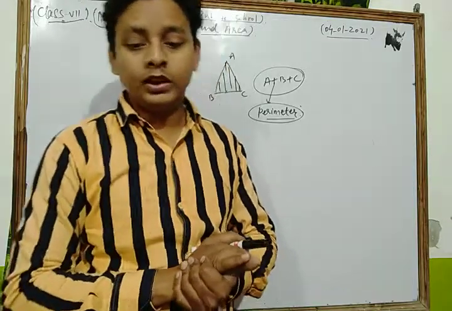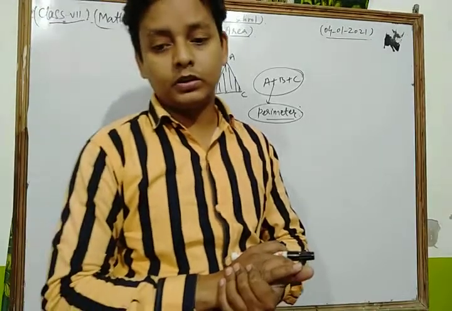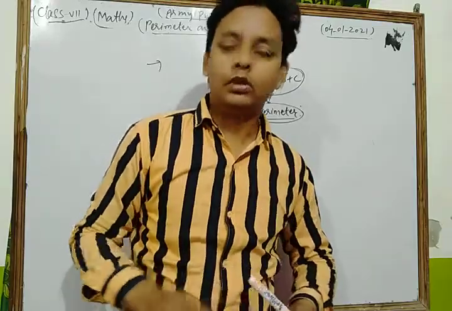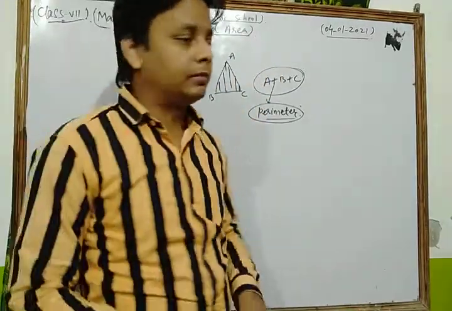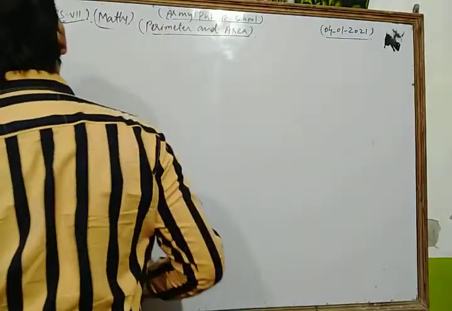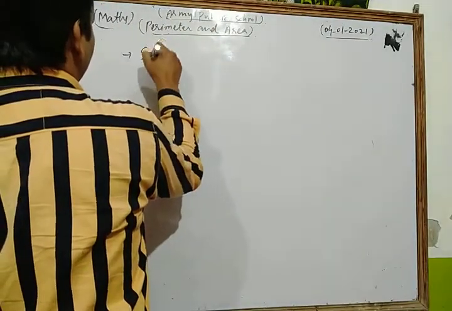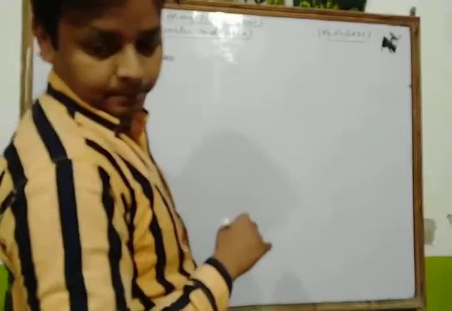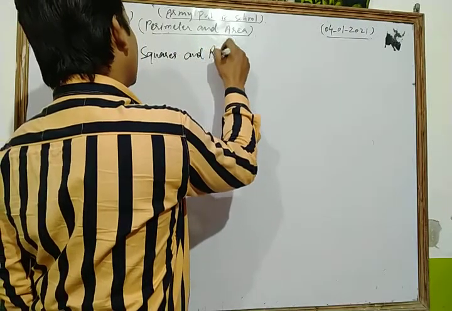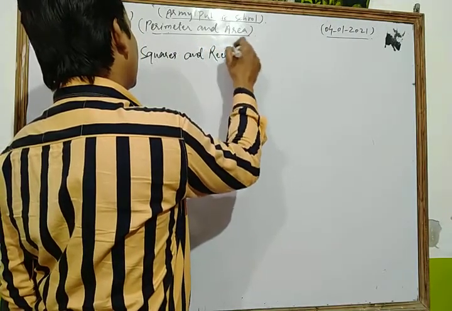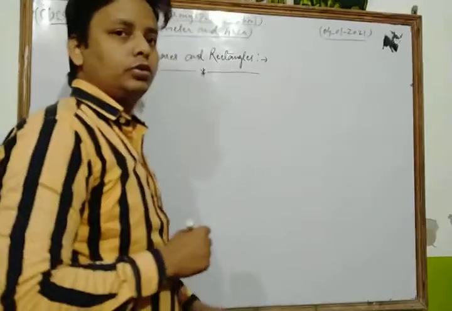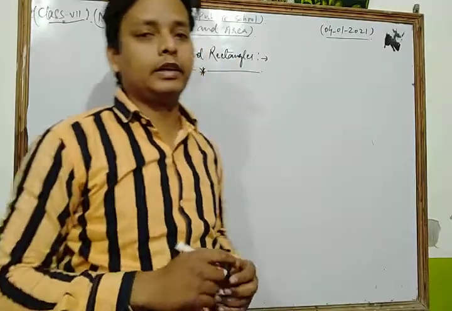Now in that chapter, first of all we discuss squares and rectangles and all their formulas. Then after that we solve some important questions based on them. Let's see. First of all, we discuss squares and rectangles. You know what the concept of square and rectangle is?